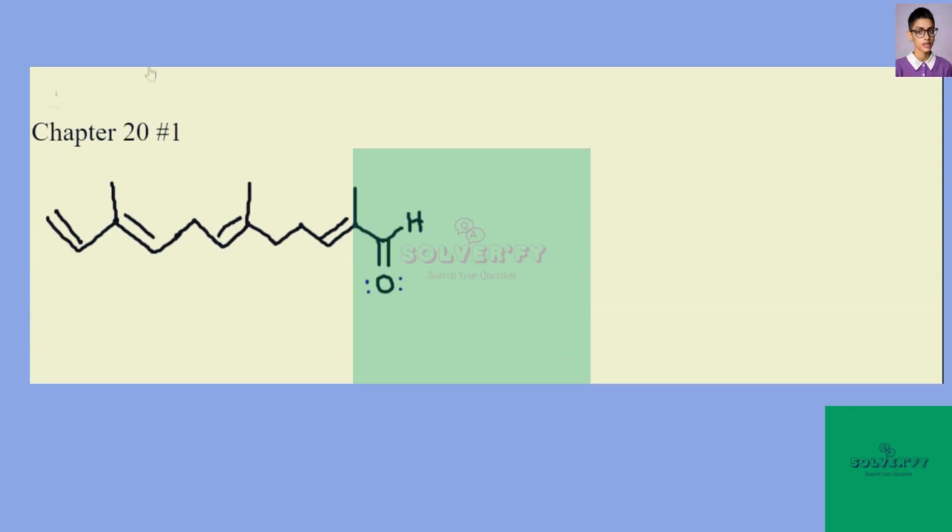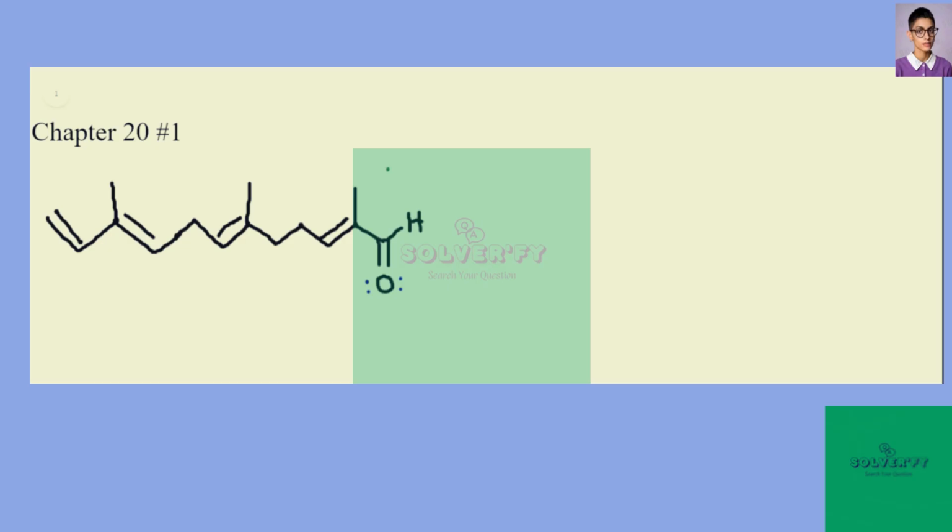Number 1 from the Smith Organic Chemistry textbook. This problem asks us to look at this molecule, sinensal, and I've drawn it here. We're asked what orbitals are used to form the indicated bonds in alpha sinensal, and in what type of orbitals do the lone pairs on the oxygen reside.